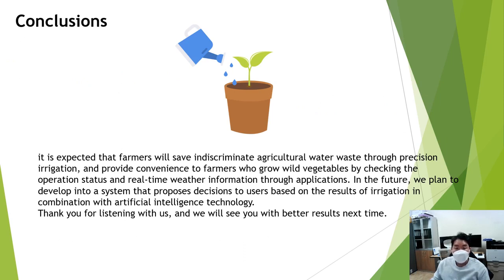This is the conclusion of this paper. If the research results conducted in this paper are used in agriculture, it is expected that farmers will save indiscriminate agricultural water waste through precision irrigation and provide convenience to farmers who grow field vegetables by checking the operation status and real-time water information through applications.